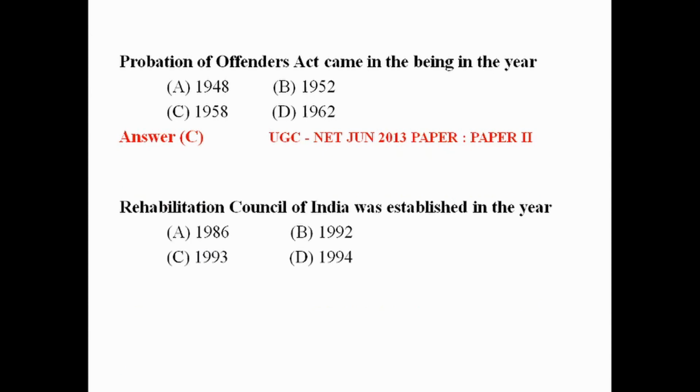Next question. Rehabilitation Council of India was established in the year: option A 1986, option B 1992, option C 1993 and option D 1994. Rehabilitation Council of India was established in the year. The answer is option C, that is 1993.